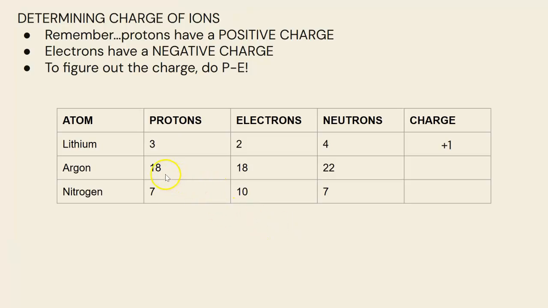Okay, so let's look at argon. Remember, we're going to do protons minus electrons. So 18 minus 18 would give me 0, which we consider to be neutral. You could say 0 charge, but know that that means neutral. That means it's not positive, it's not negative, okay? So look at nitrogen. If we take our protons minus electrons, 7 minus 10 is going to give us negative 3. So this one has a negative charge.